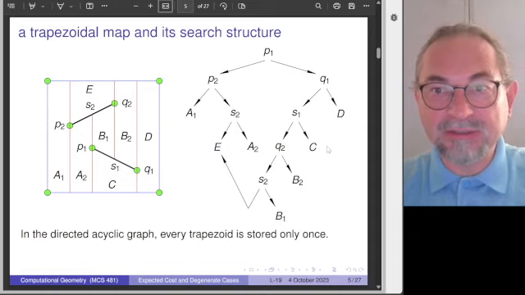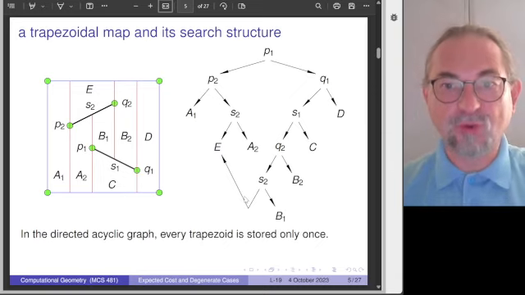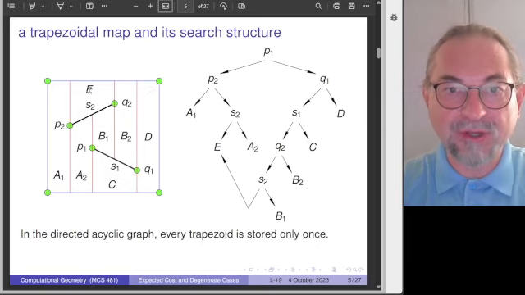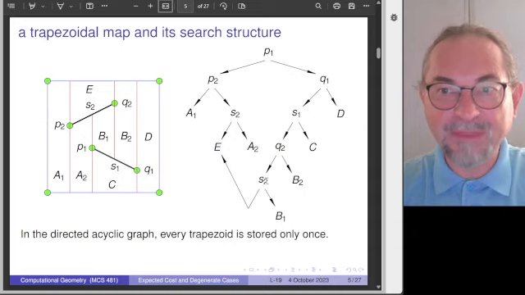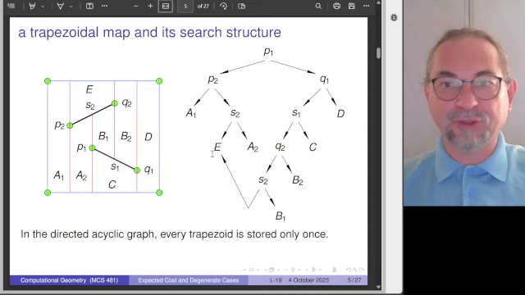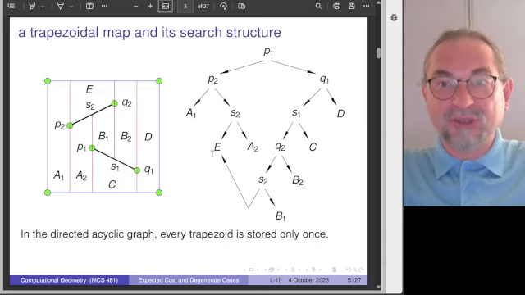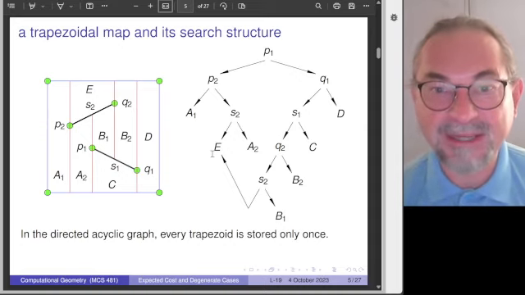So the directed acyclic graph, it's not a tree because we will store every trapezoid. So E is a trapezoid which occurs twice as a leaf. We only store it once. So this is why we don't really have a tree, because we do not want to duplicate. So the leaves could probably be exponential. But we don't have this exponential cost. So that's important to realize here.